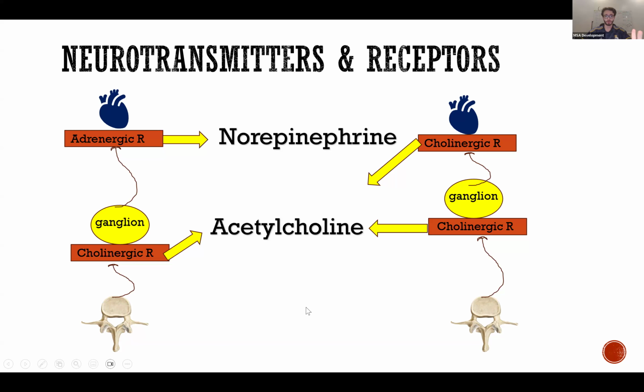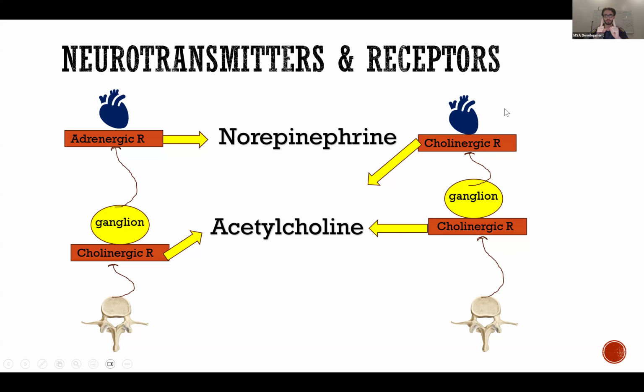Another difference I want you guys to know from this slide, we will get into detail with everything once again, but this is just like an orientation slide for you guys. The preganglionic neuron of the sympathetic nervous system is way shorter than the preganglionic neuron of a parasympathetic nervous system. Why is that? In all simplicity, in the parasympathetic nervous system, the ganglion is very close to the target organ.